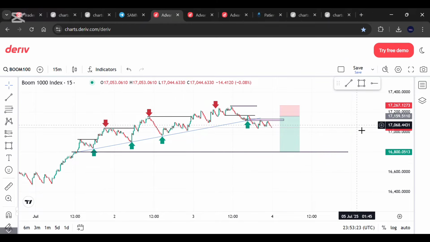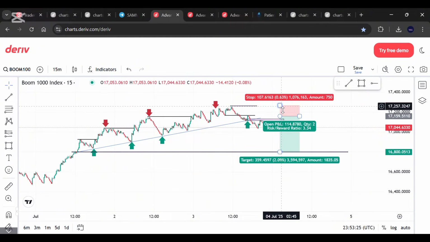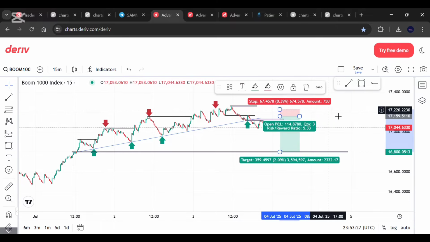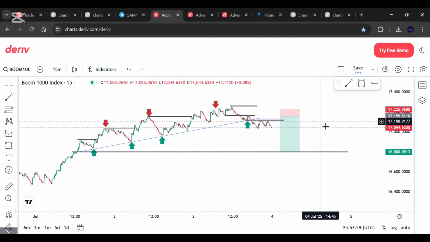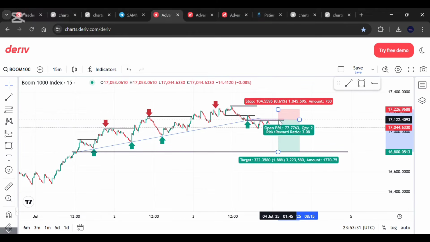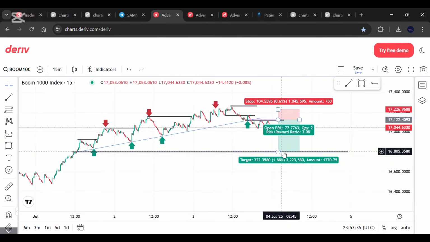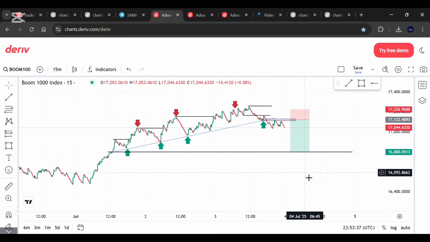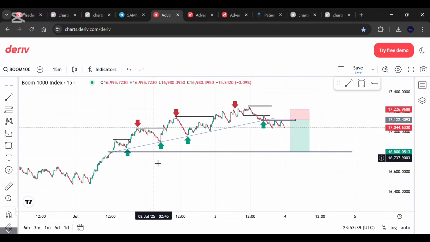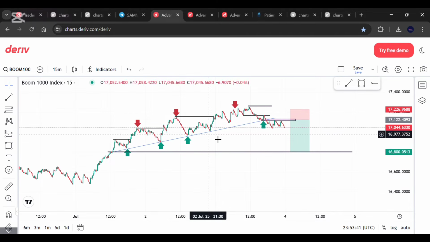Out of 100, you could get 70, 80, which is to say a very good win. So you could add this to your strategy and make good money for yourself. The risk to reward is very nice, right? Yes, this is a very good trade setup. It's really a very good trade setup.